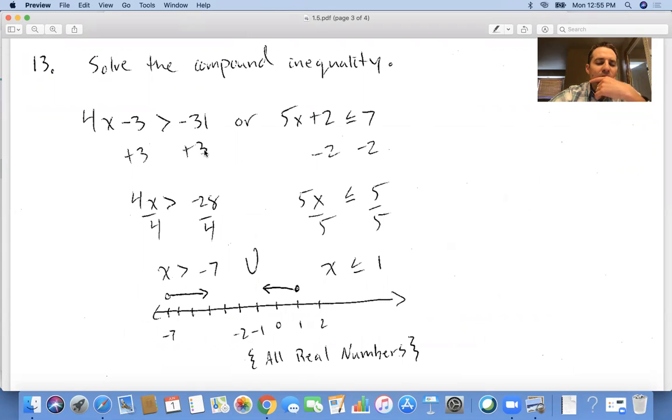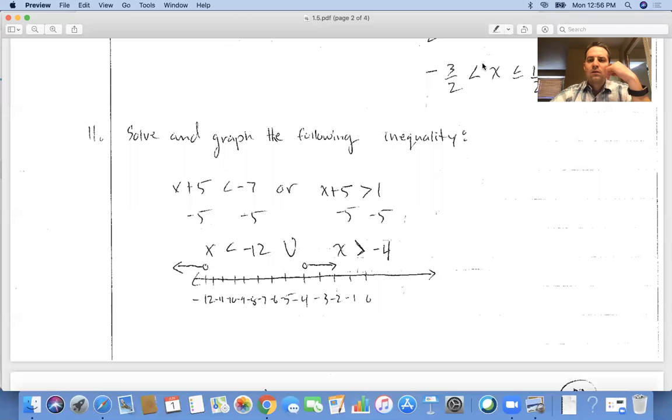So I added 3, so that's negative 28. Okay, sure, that's negative 7. And then 7 minus 2 is 5. So I get 5x is less than or equal to 5. Yeah, that's interesting. Maybe these numbers changed. Hold on just a minute. Okay, so that was actually number 11. I was looking at 13, so that's the issue.